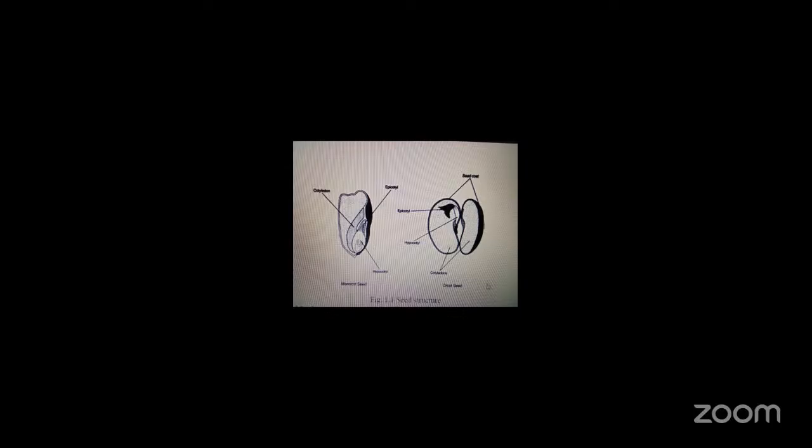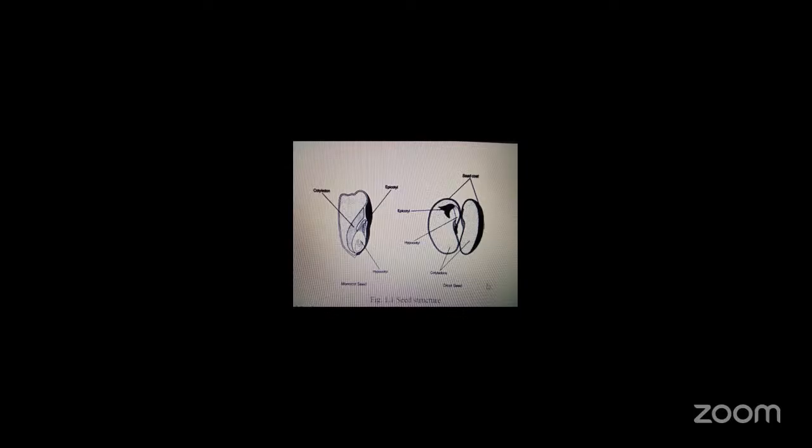So what is the seed coat? It's the protective coat made up of two layers. The outer, thicker layer is the testa, and the inner one is the tegmen. It is present as an envelope to protect the embryo.